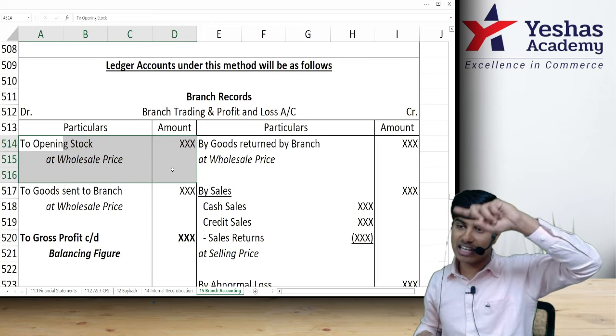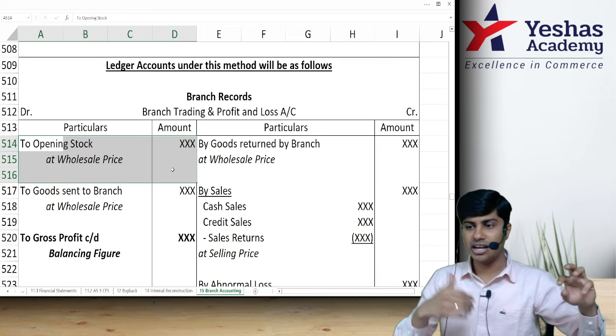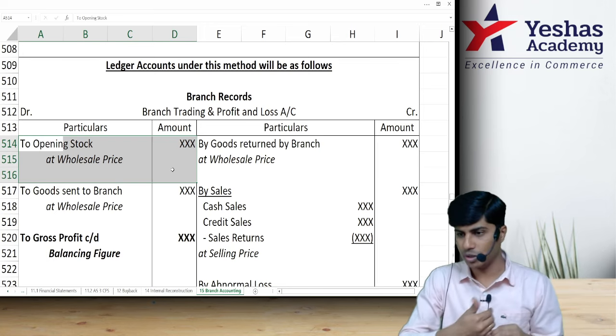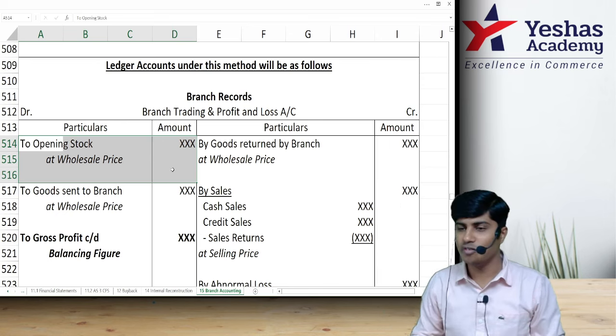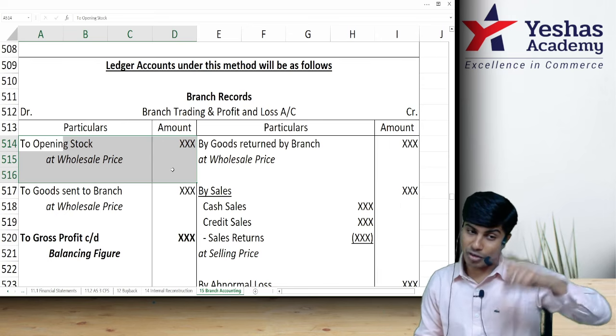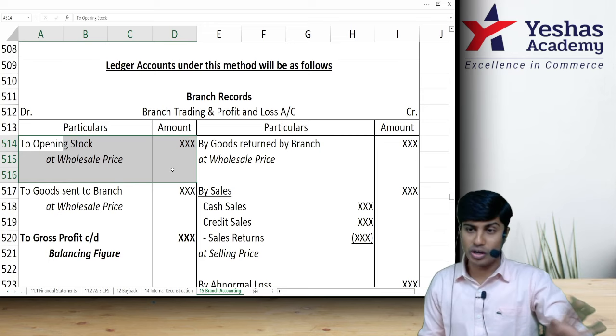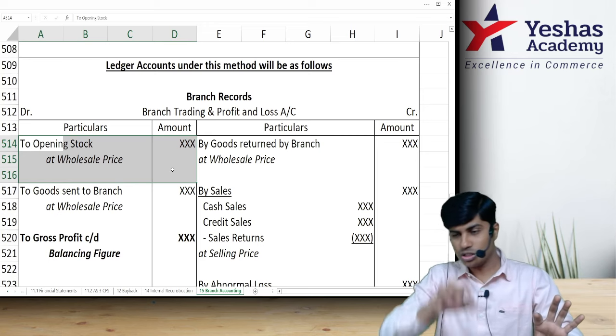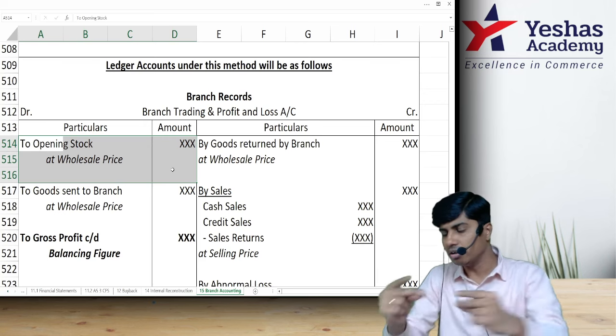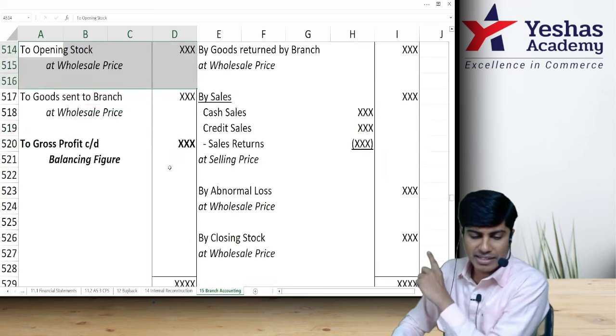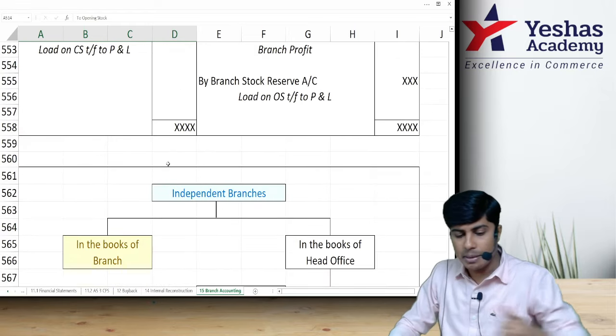Previous year's unrealized profit is realized this year. Current year's unrealized profit is postponed to next year. In the P&L account of head office, the previous year's unrealized profit, the opening stock's unrealized profit, is booked as profit. On the current year closing stock, we will reduce the profit by debiting it, postponing it to next year. That's our wholesale price method.